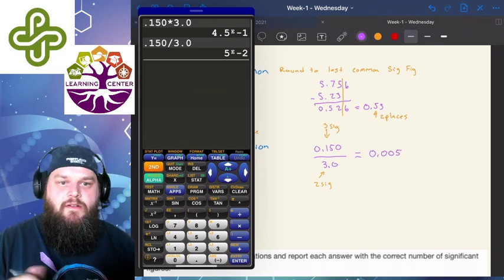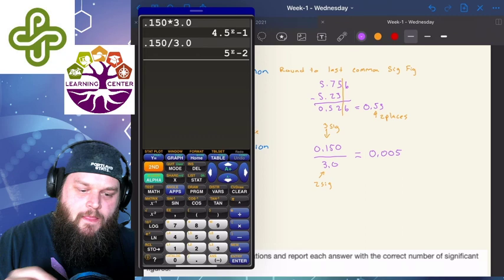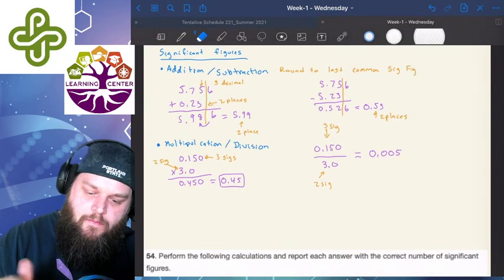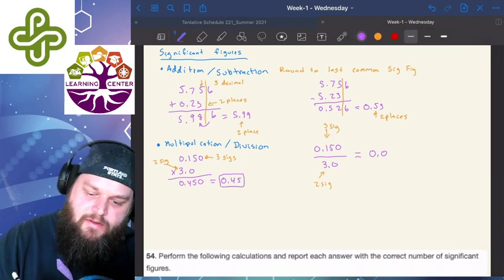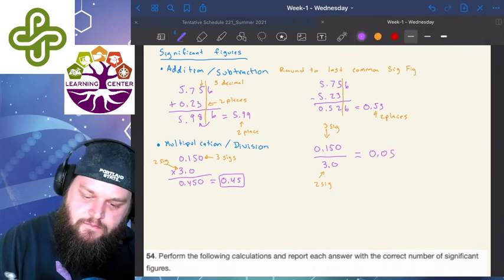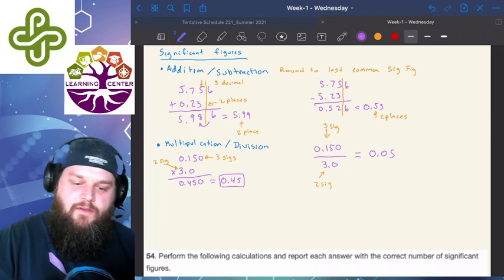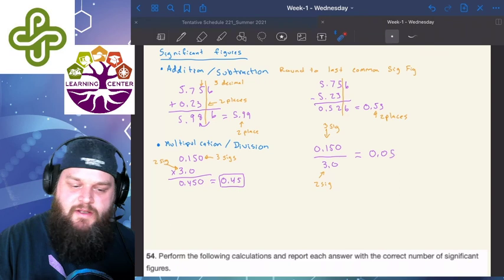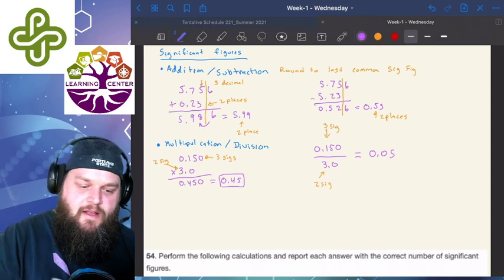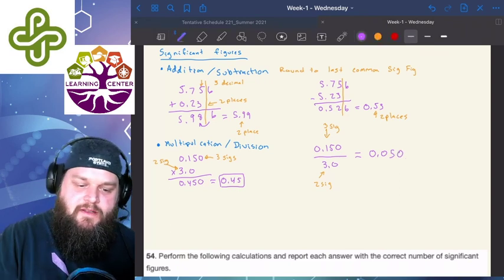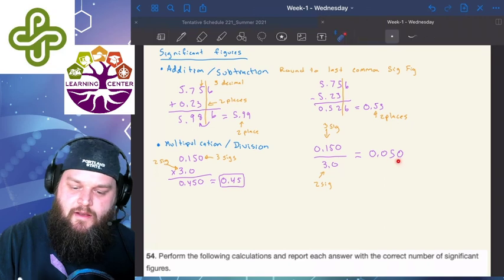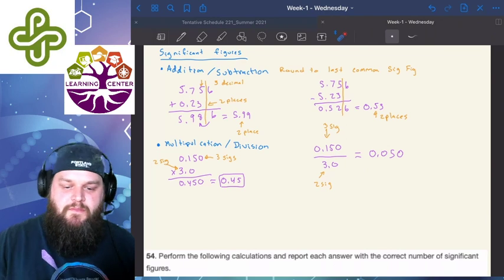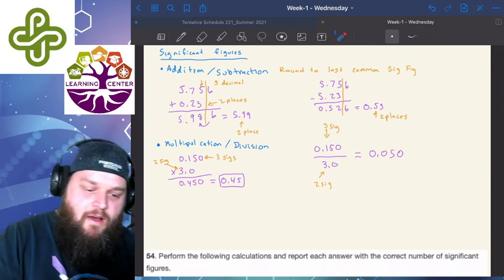Right now, 0.005. Oh, sorry, I have an extra 0 in there. Well, 0.05 is only one significant digit. These leading zeros don't count. They're not significant. Just this one is right now. We need to add another 0 in there. The trailing zeros are always going to be considered significant digits if it's after that decimal place. So now my answer is in 2 sig figs.